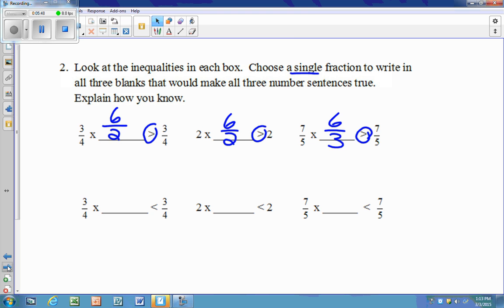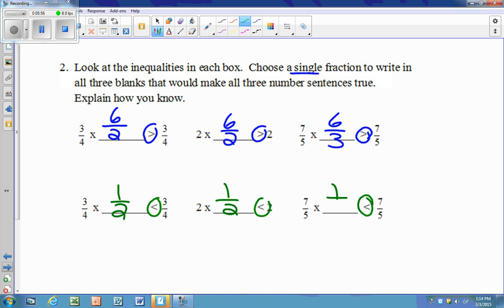And then down here, this time I want them to be less. If I want them to be less, it just has to be a regular fraction, so I'm going to choose to use 1/2. As long as it's a regular fraction. And that's using some scaling factors to help us.